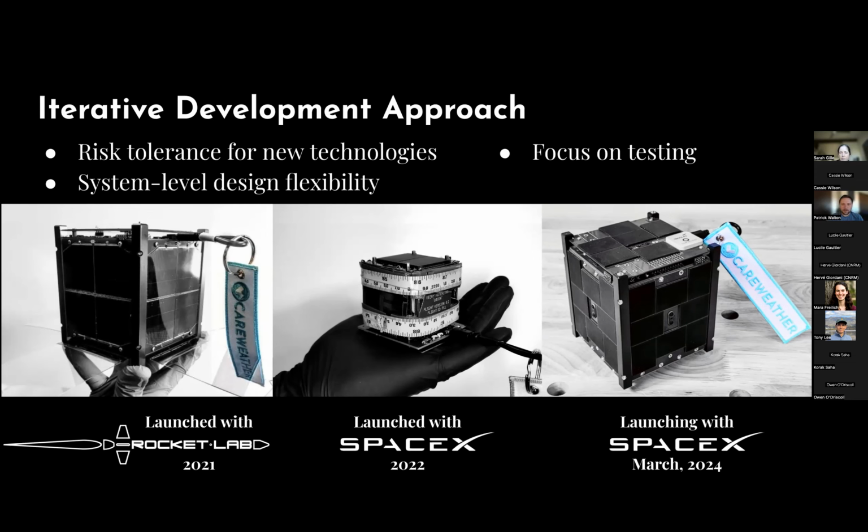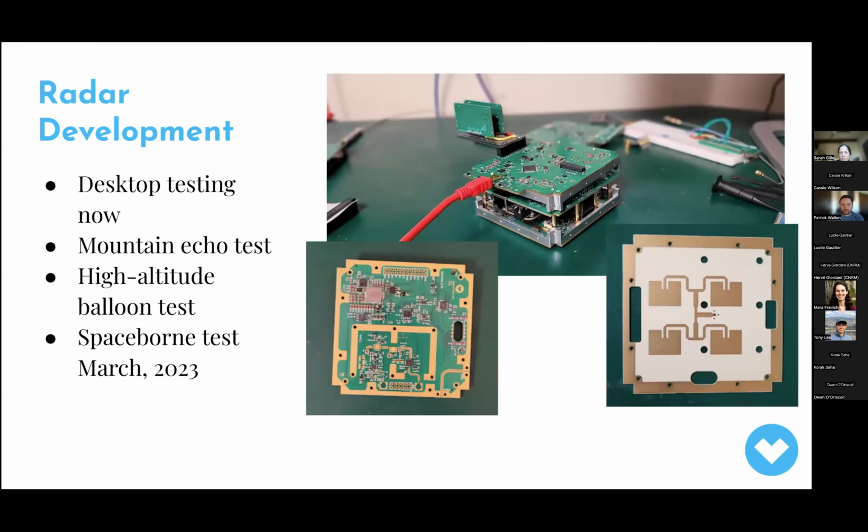So our first satellite here demonstrated some very basic bus subsystems. The second one had some additional bus subsystems. And then this third one that we're launching early next year has improvement to the satellite bus, but we're also adding a demonstration radar. This is an early photo of the radar system in development. We're wrapping up desktop testing now and working towards a mountain echo test and a high altitude balloon test to confirm the characterization of the radar.